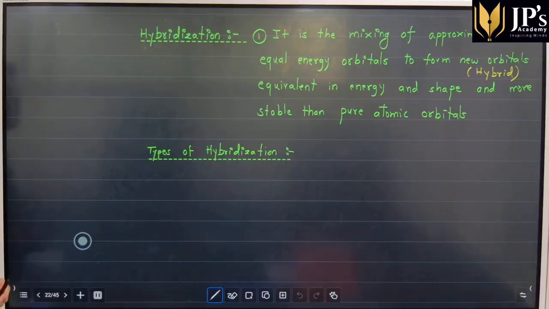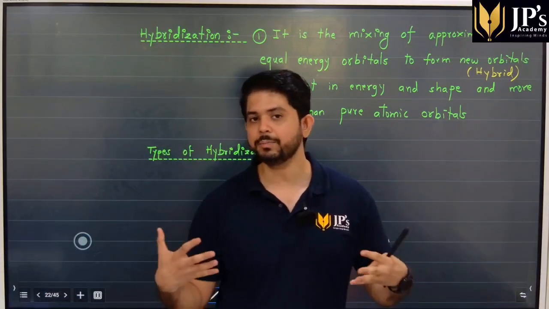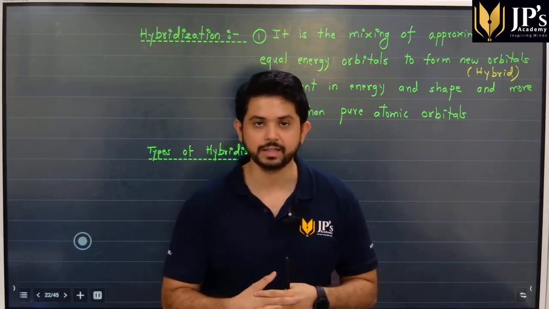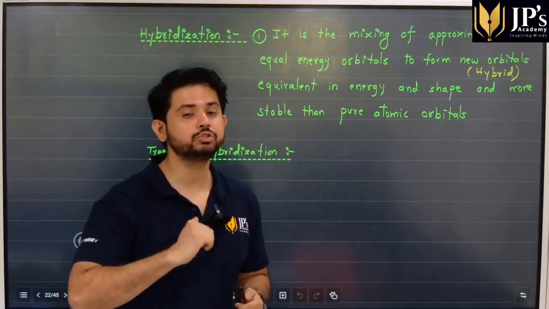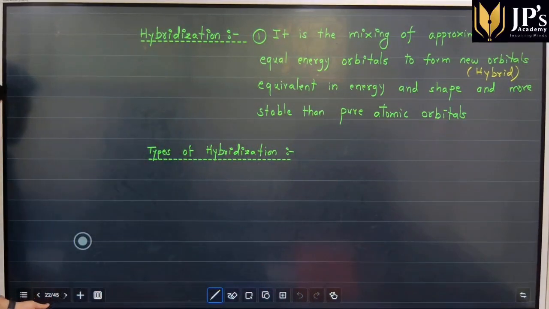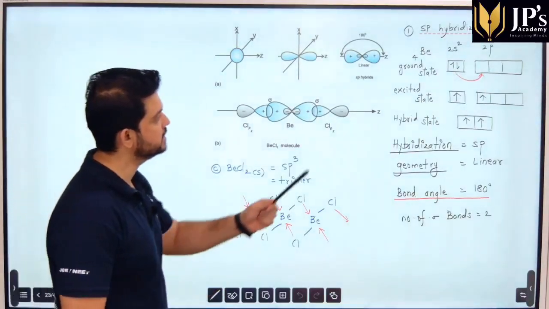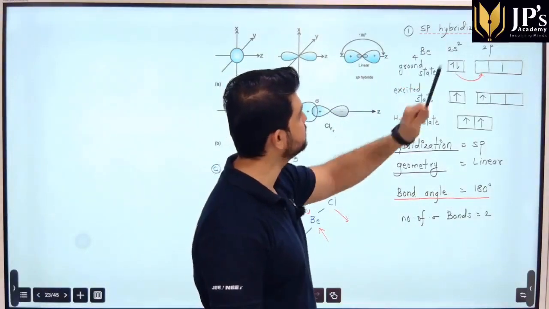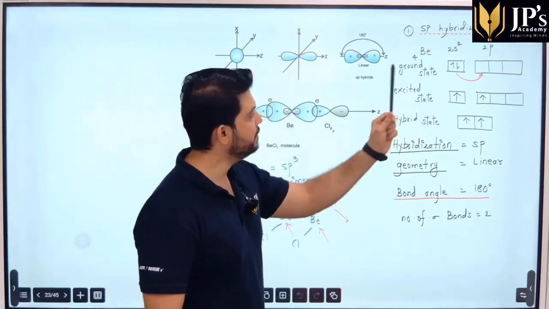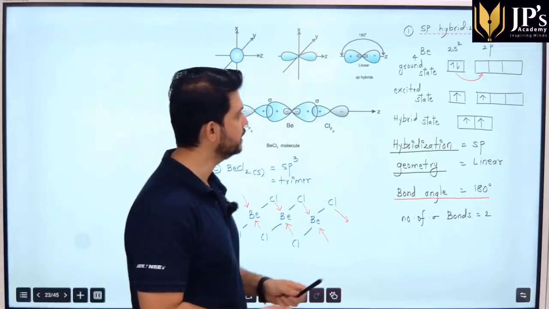Next students, we have the concept of hybridization. So the concept of hybridization says that the atomic orbitals mix together and they get new geometry, new shape. That is called hybridization. So let's understand the different types of hybridization. The first hybridization, students, that we have is called sp hybridization. So यहाँ पे हमने एक example लिया है of beryllium chloride, BeCl2, beryllium dichloride.